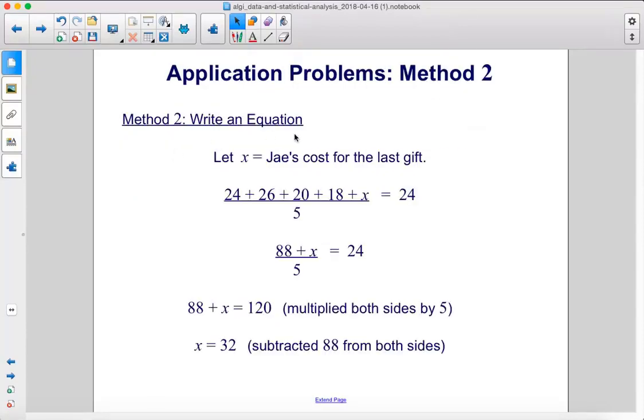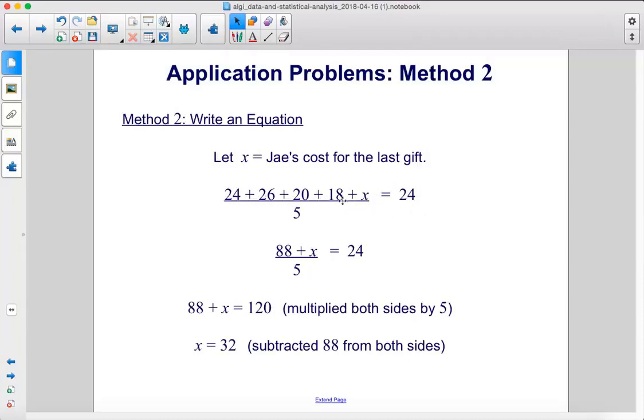Method 2. Write an equation. Let x equal Jay's cost for the last gift. So we have the 4 previous gifts, 24, 26, 20, 18, and then this mystery amount for the 5th gift, divided by 5, so we would take the average of all of those costs, and that would be 24. So then you just solve for x.